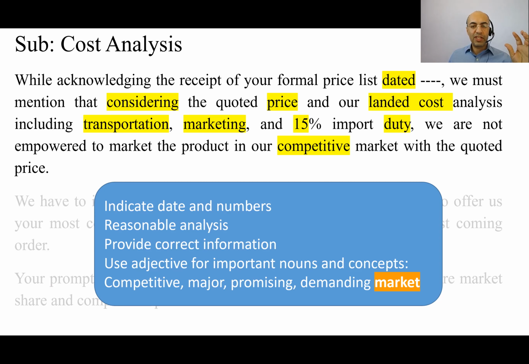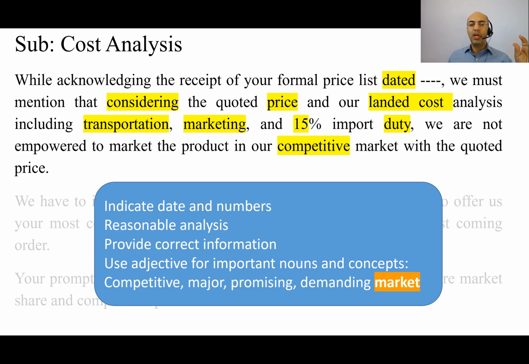So considering the quoted price and our landed cost analysis, including, I have added some types of costs like transportation, marketing, and 15% import duty. So I have their price. I have added transportation charges, marketing, which means that I'm going to pay some amount for advertising or marketing of this product, maybe because it is a new product, and 15% import duty. It's good to mention import duty, specifically when the import duty percentage is high. So here I have selected some costs and charges like transportation, marketing, and import duty.